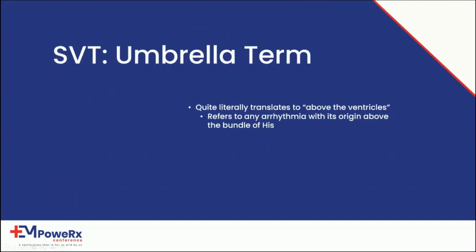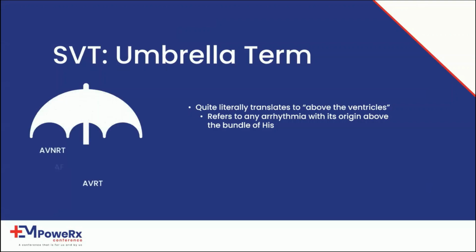So, really SVT is an umbrella term. It quite literally translates to above the ventricles, and it refers to any arrhythmia that originates above the bundle of His. I think it's often synonymous with AVNRT or atrioventricular nodal reentrant tachycardia, which accounts for more than 60% of SVTs in the general population.